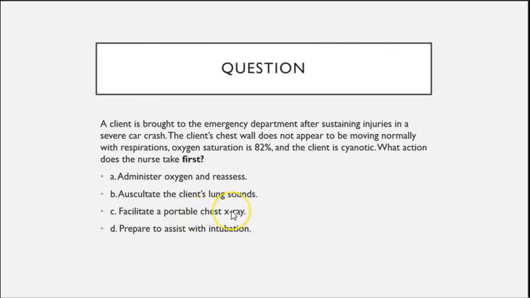Facilitate a portable chest x-ray. I mean, we would, but our priority would be assisting with intubation, getting everything ready, having your bag, valve, mask, your crash cart, all of this stuff ready. Because it looks like they're not breathing, and their numbers are dropping pretty quickly.